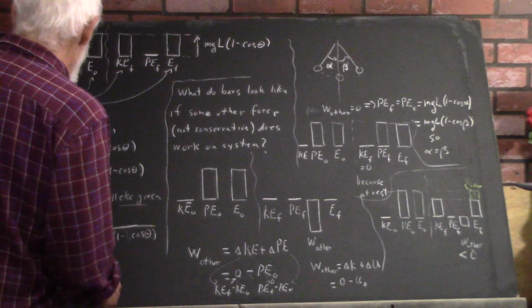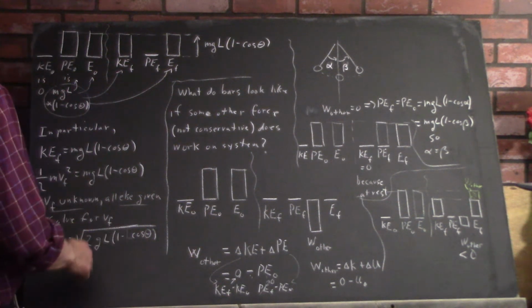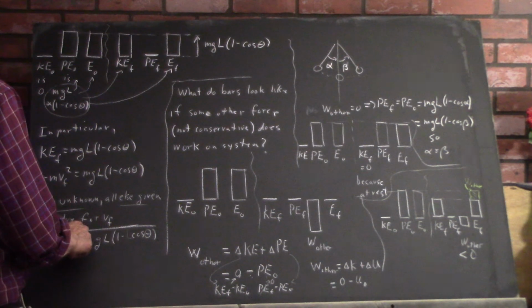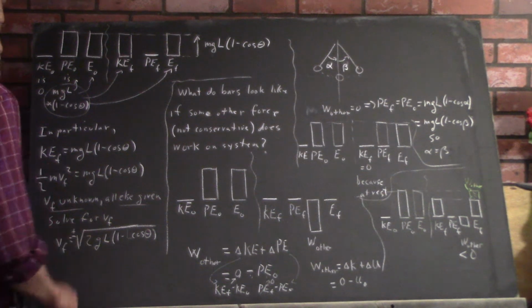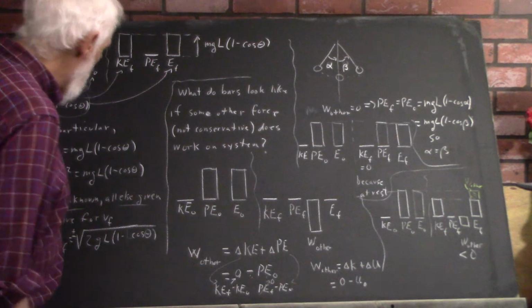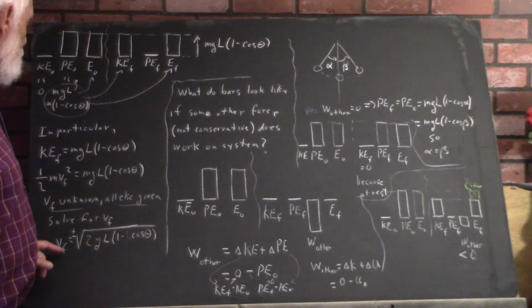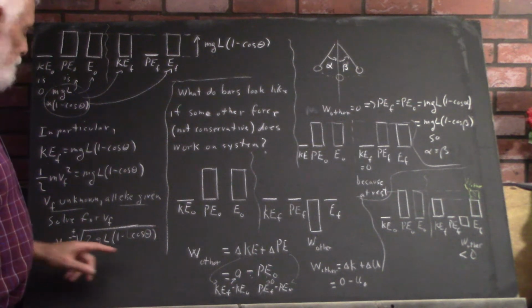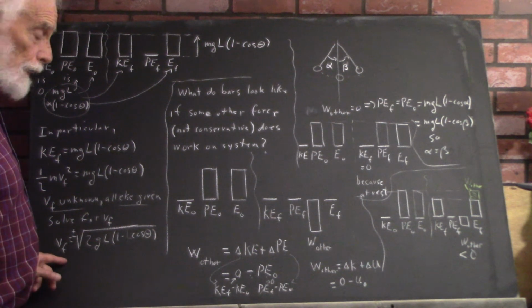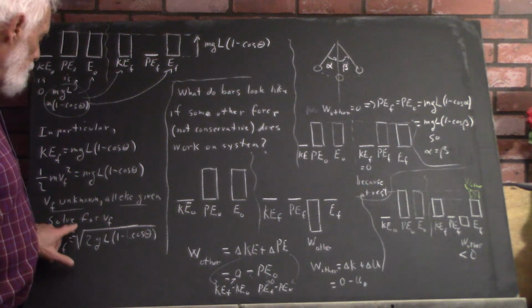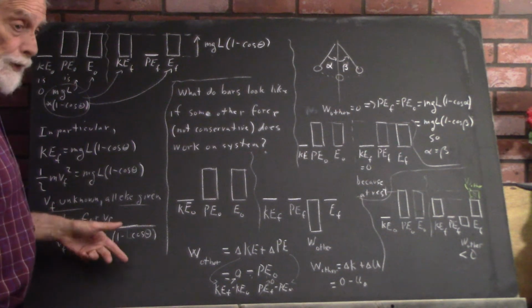Now, I was a little careless when I solved this. It'd be plus or minus the square root. Although, if you consider VF just to be the magnitude of the velocity, then you don't need the plus or minus. Magnitude is always positive.